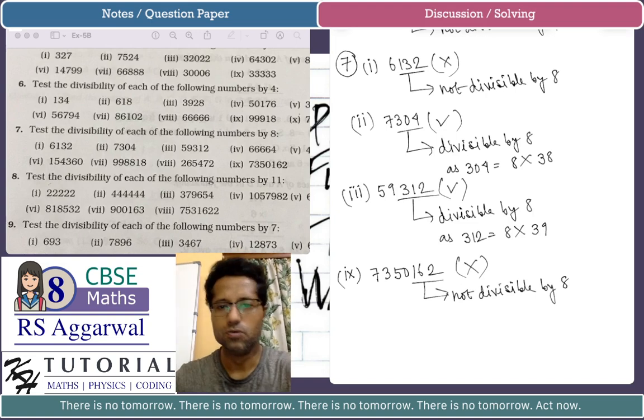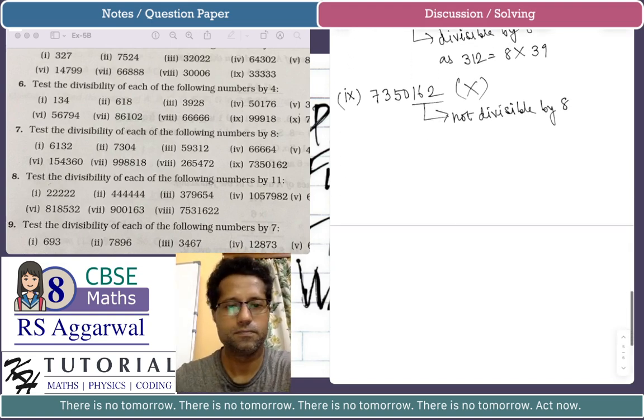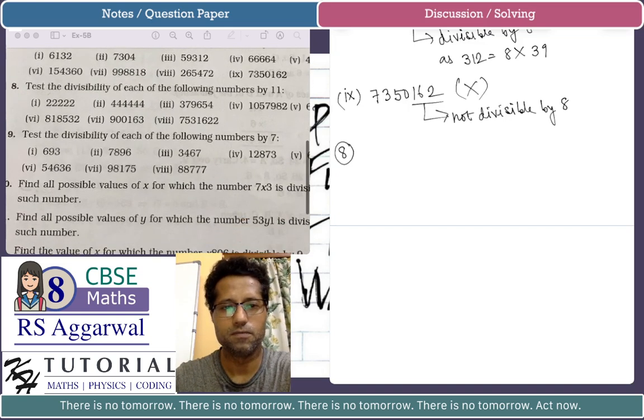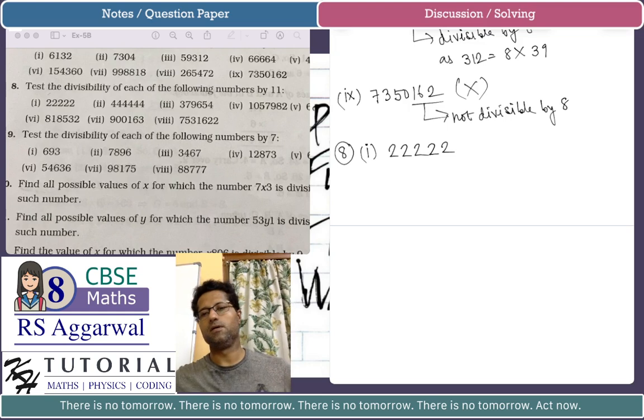Okay, let's do problem number 8. Test the divisibility of each of the following numbers by 11. Now for 11, we have to be a little careful regarding the sum of the digits at odd places and the sum of the digits at even places. It is better you can visually mark them if you need so.